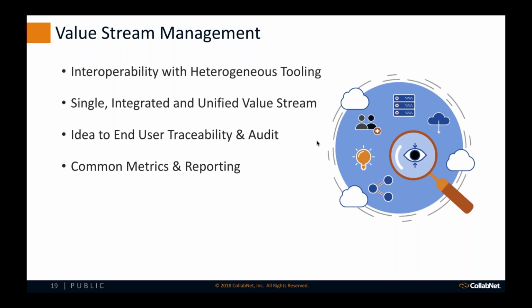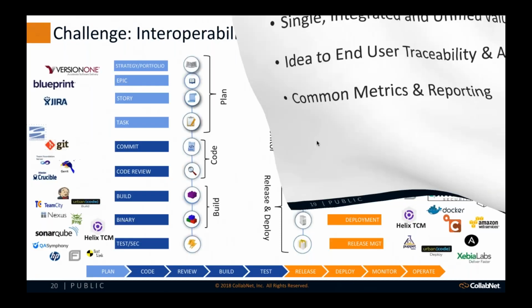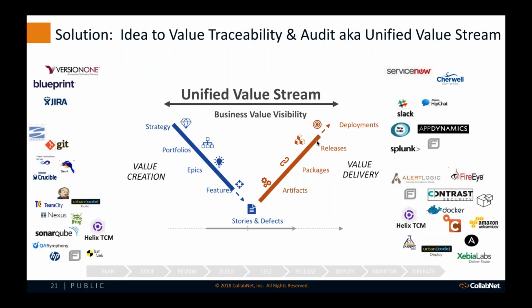So basically at the end, it just hones in again on the interoperability challenge, being able to tie into the tool chain across that, and bringing that into a unified value stream and association.